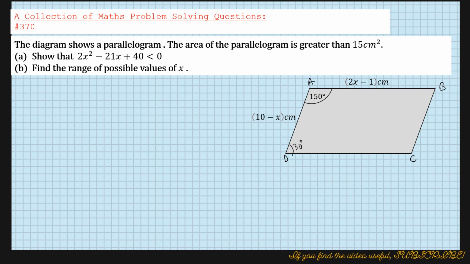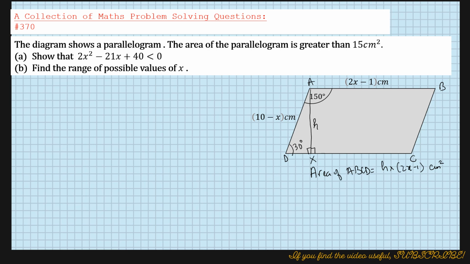And if I drop a perpendicular from the point A as the height of the parallelogram, so if I call it AX, and if AX is the height of the parallelogram, then the area of the parallelogram would be H times 2x minus 1. So area of parallelogram, or area of ABCD, equals H multiplied by 2x minus 1 centimeter square.